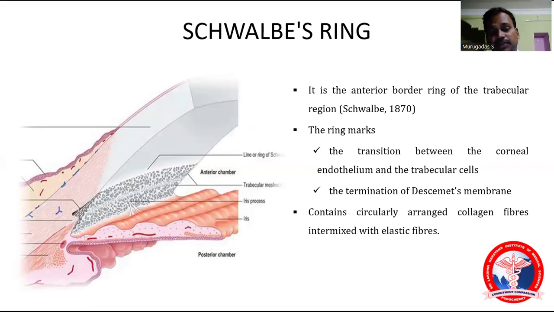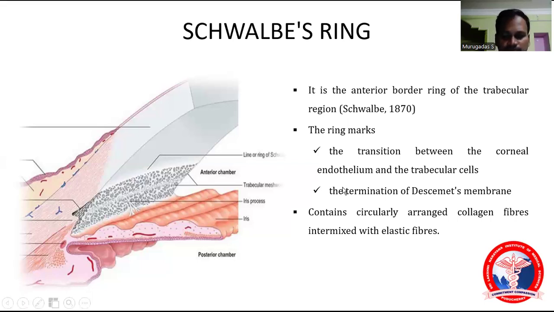Schwalbe's ring is the anterior border ring of the trabecular region. It was demonstrated by Schwalbe in 1870. The ring marks the transition between the corneal endothelium and trabecular cells. That is, you can see the transition of the corneal endothelium to the trabecular cells is marked by the ring. The ring actually marks the end of the endothelium. That is, beyond the ring there is no corneal endothelium, only the start of trabecular cells.